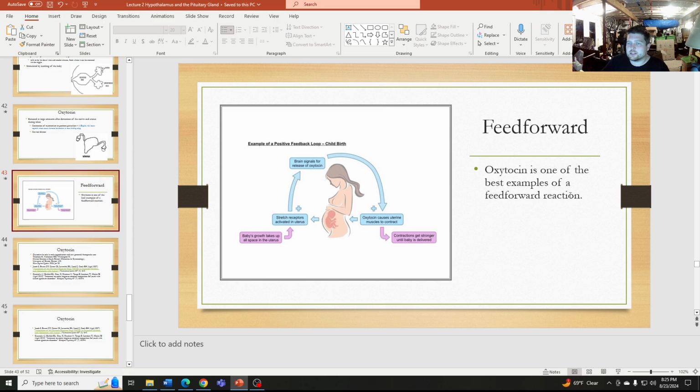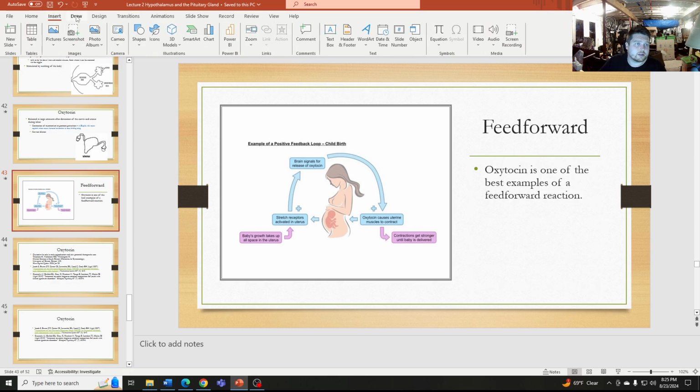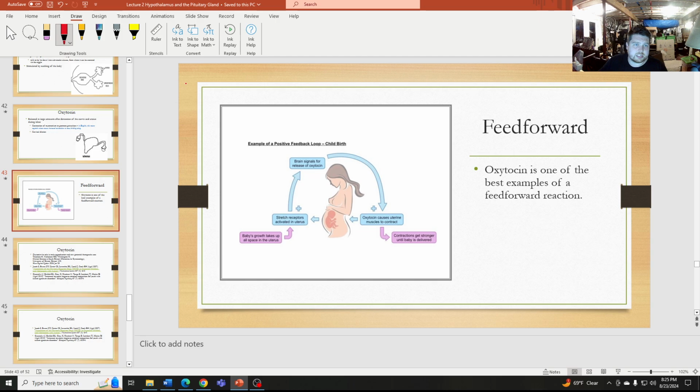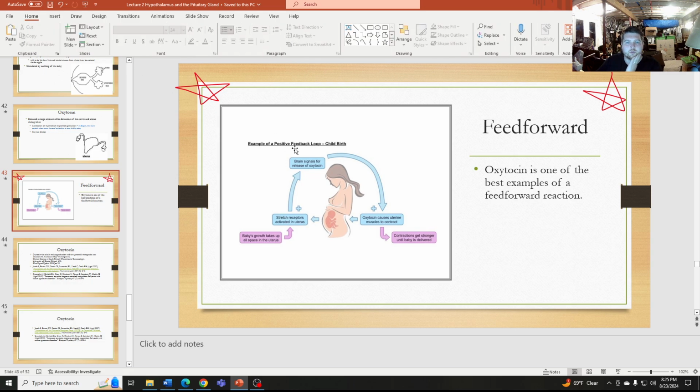So right here, this is almost always a test question because it's one of the only examples of this feed-forward mechanism. Teachers tend to really like this as a question because it's very easy to tell who knows the answer and who doesn't, because it's the only one of its kind.